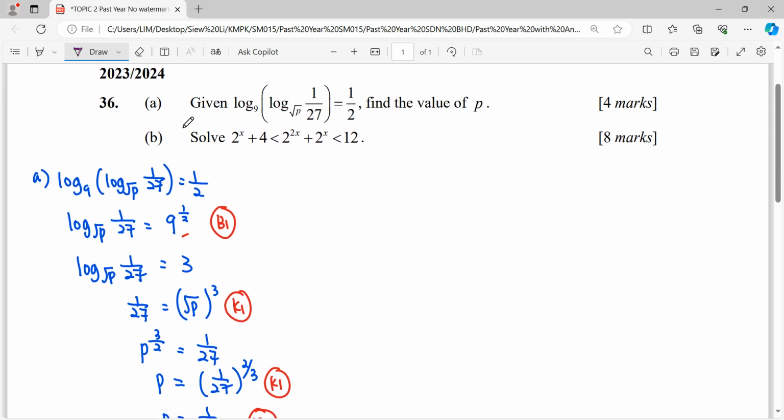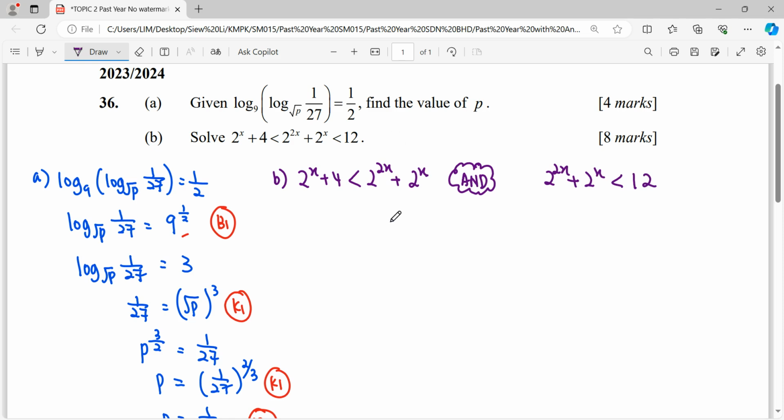Then we continue with question B. Solve these inequalities. You can see these inequalities are continuous: 2x plus 4 less than 2 to the power of 2x plus 2x, and then less than 12. So we do the definition for this inequality first. It will be 2x plus 4 less than 2 to the power of 2x plus 2x. Since these inequalities are continuous, another inequality form we can get is 2 to the power of 2x plus 2x less than 12.